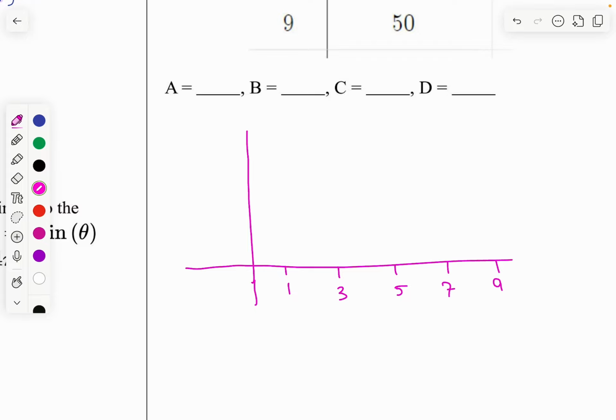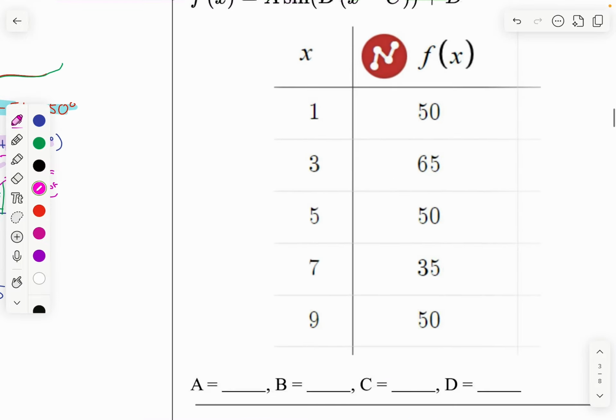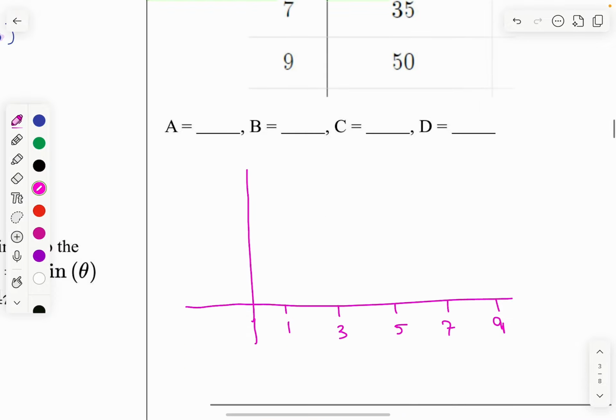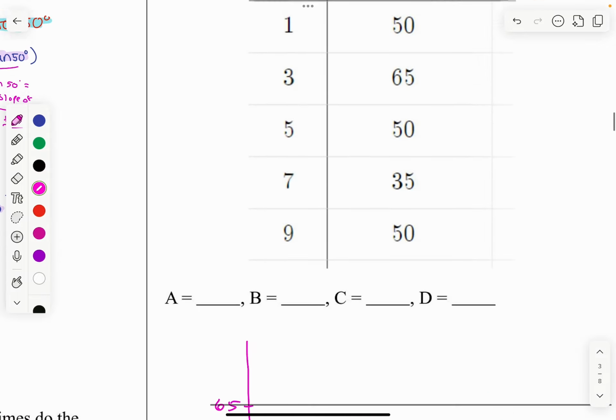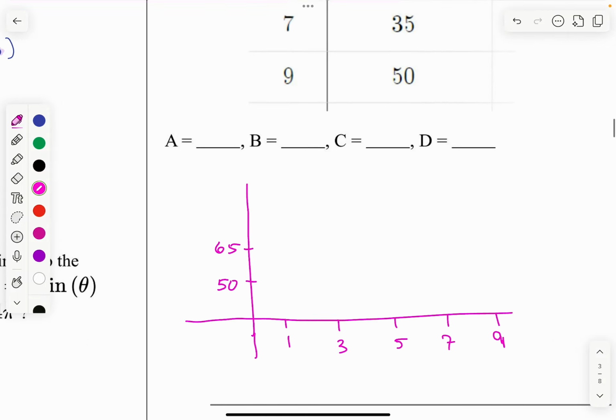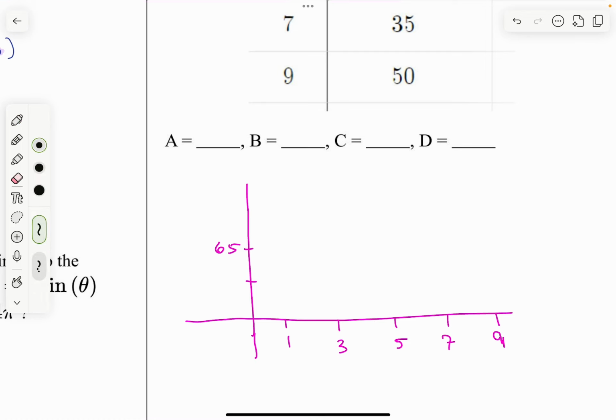I'm not really caring so much about scale as long as I get a good enough picture. And the outputs are 50, 65, 50, 35. So actually, now that I started sketching this, it goes down. So how about 50, and then it goes up to 65, and then down to 35.